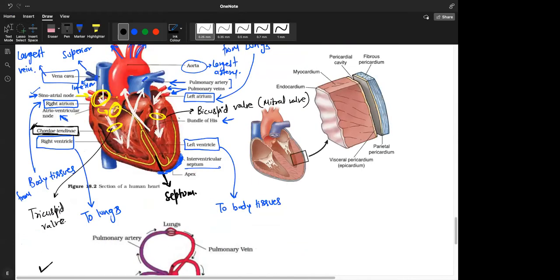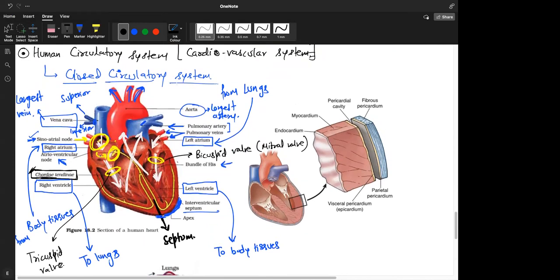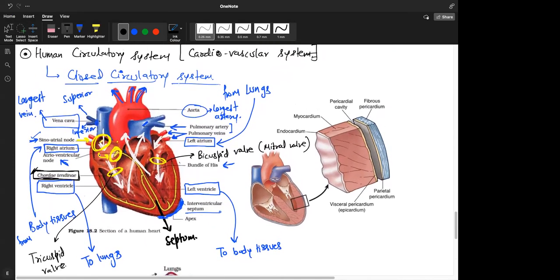Then we have the SA node, which is the sinoatrial node. It is a tissue that produces a slight current and is also called the pacemaker. The SA node produces current and sends it to the AV node. The AV node sends this information to all the parts of the heart.